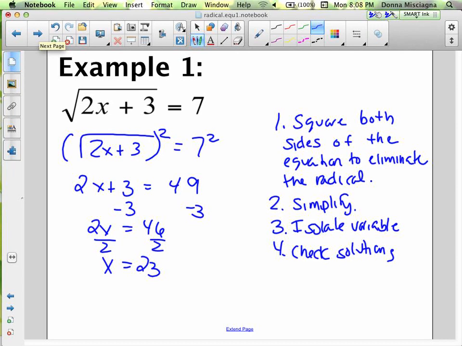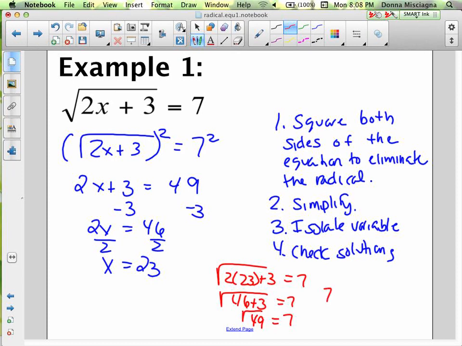All right, so now we've solved. We have to check our solution. So we have the square root of 2 times 23 plus 3 equals 7. That's going to be 2 times 23, that's 46, plus 3. And if we add those, square root of 49 equals 7. Well, square root of 49 is 7. That one checks out. Good solution. All right, let's put a happy face next to it because it is a good solution. That's our steps.